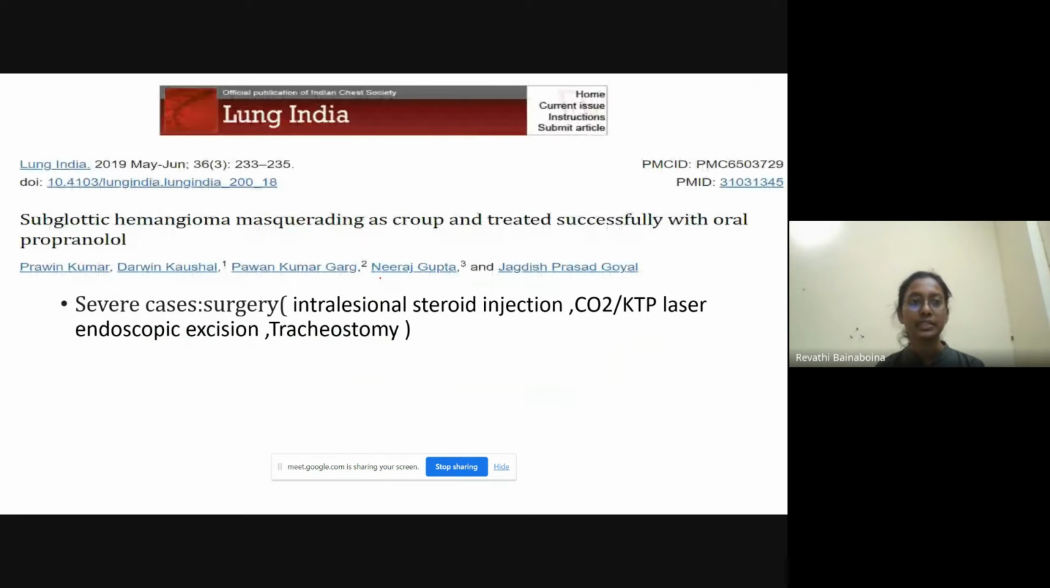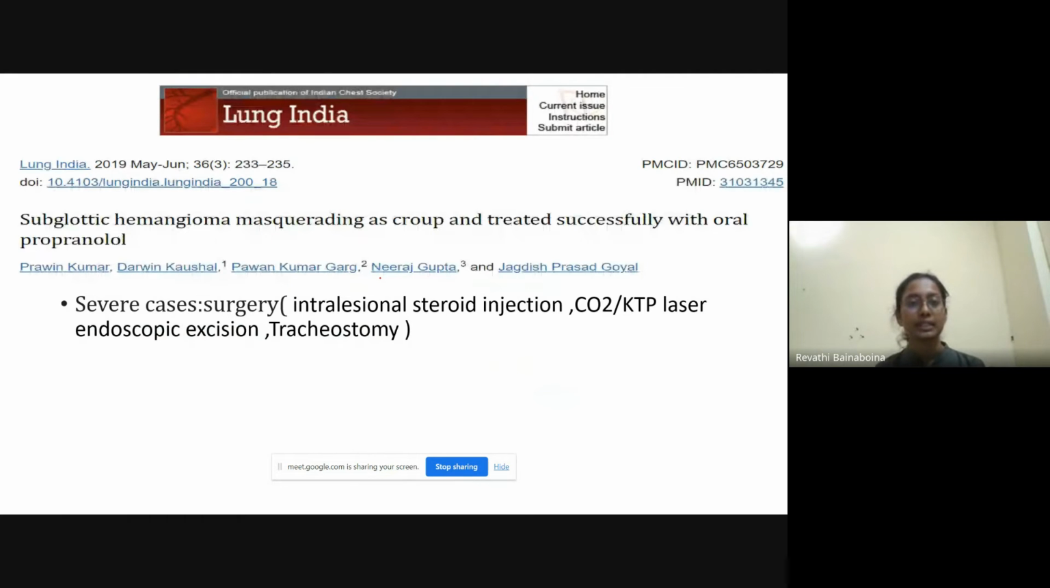This is an article which was published in 2019: Subglottic hemangioma masquerading as croup and treated successfully with oral propranolol. Here the child was treated for 12 months. There is a remission of the stridor. This is a follow-up image showing the improvement in the right earlobe hemangioma. In follow-up, there is improvement in stridor also.